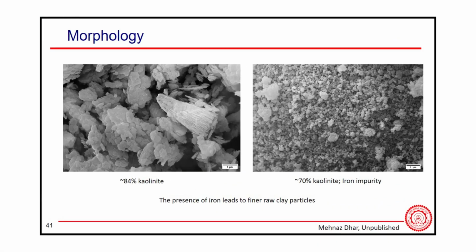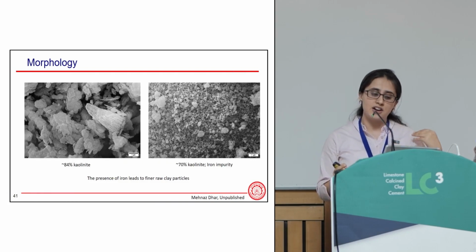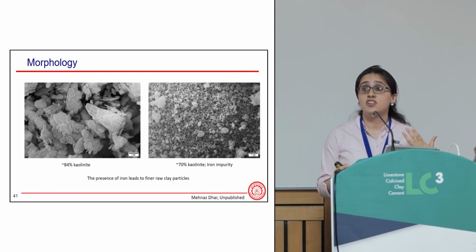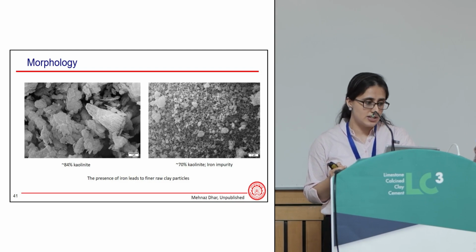And if I talk about the morphology, we got a result similar to what we saw in the specific surface area. The clay which had a high degree of crystallinity showed a properly layered structure, while for the clays which were really rich in iron, we found, even in the smectite clay, very small clay particles, which confirms the hypothesis about the reactivity results.